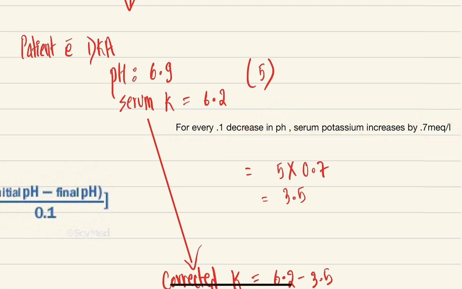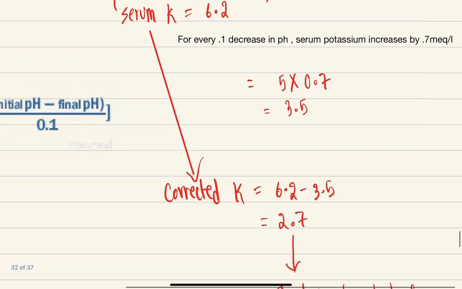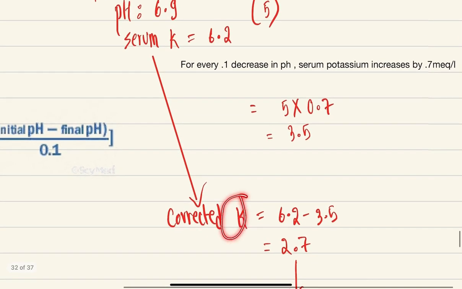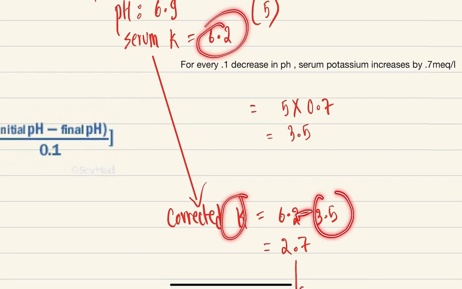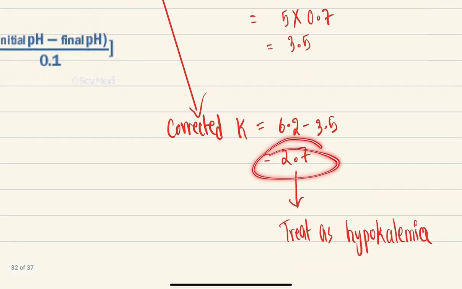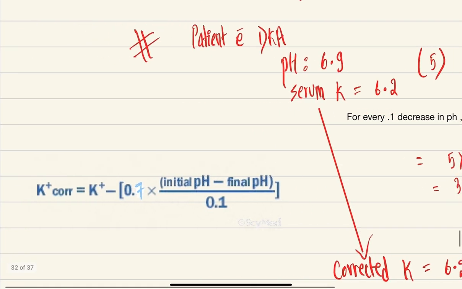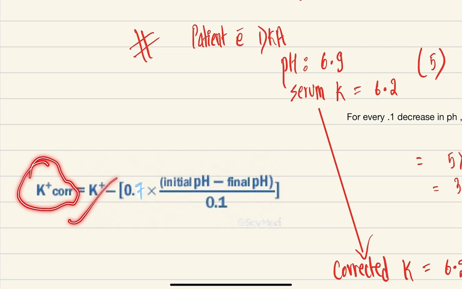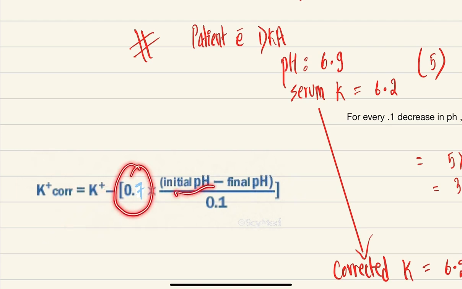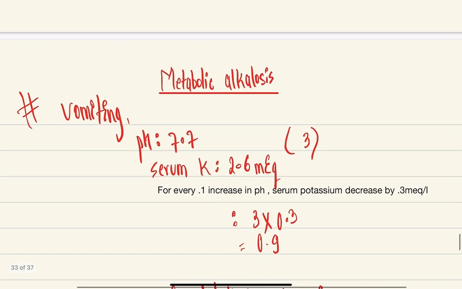milliequivalent per liter. So 7.4 minus 6.9, there will be 5. So 5 into 0.7, it is 3.5. So our corrected potassium is 6.2 minus 3.5, it is 2.7. So we should treat as hypokalemia, not hyperkalemia. Or you can use the formula: corrected potassium equals potassium minus 0.7 into (initial pH minus final pH) divided by 0.1.